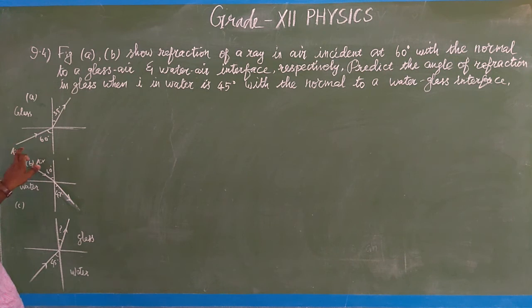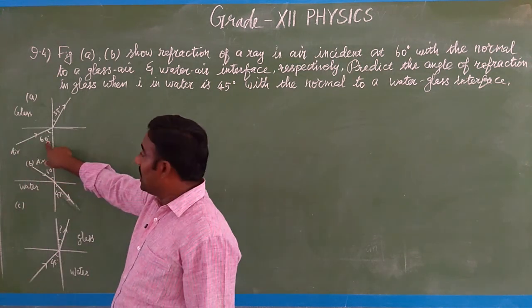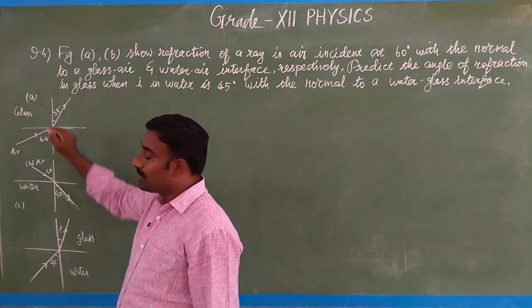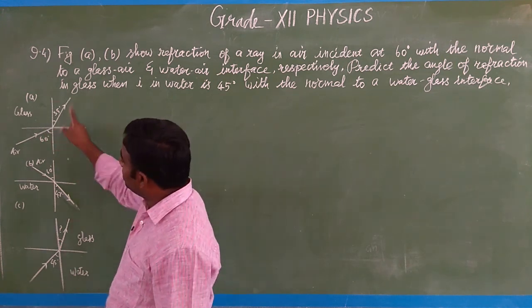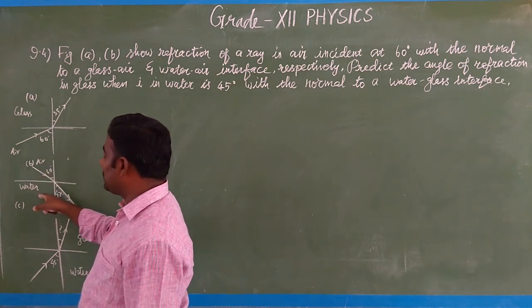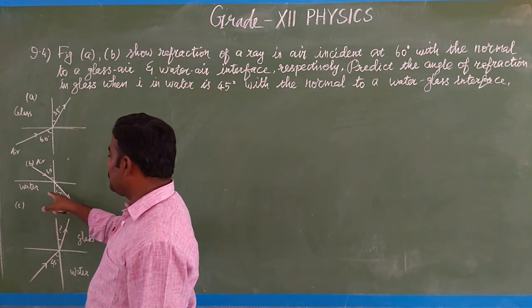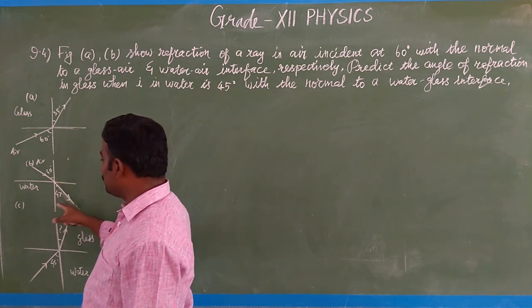So the light is coming from rarer medium to denser medium. It bends towards the normal. So the incident ray from air that makes the angle to the normal is the angle of incidence, which is 60 degree, and the refracted ray which makes the angle to the normal is 35 degree, that is the angle of refraction. Similarly, for the water-air interface, the angle of incidence is 60 degree, that is the rarer medium, and the denser medium is water, so the ray bends towards the normal.